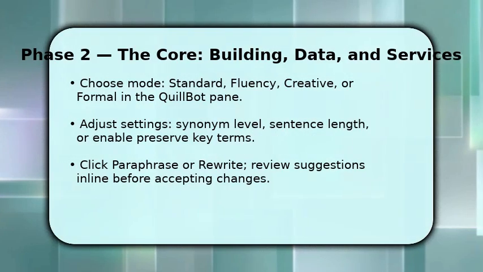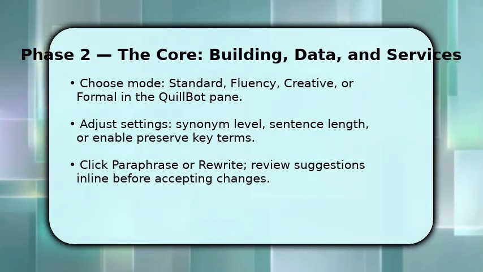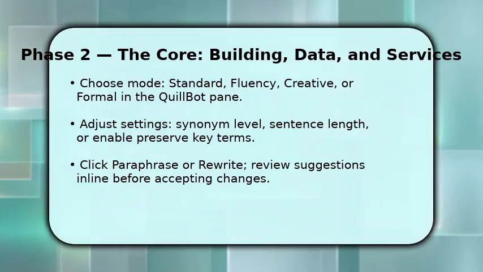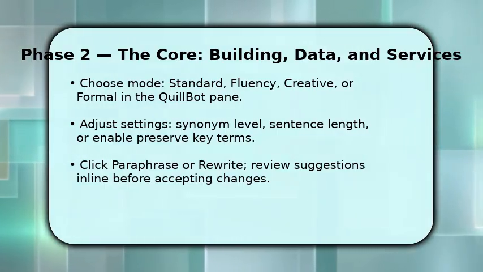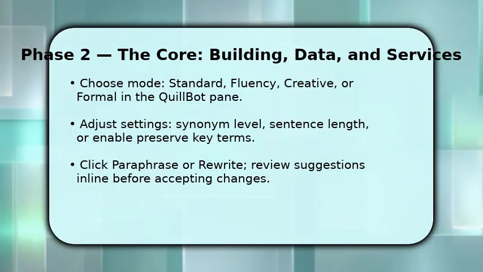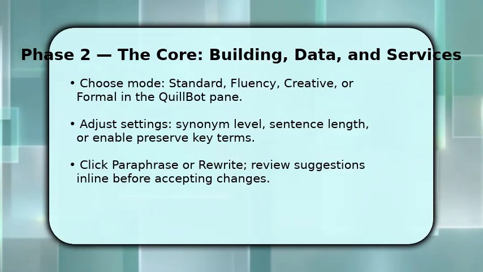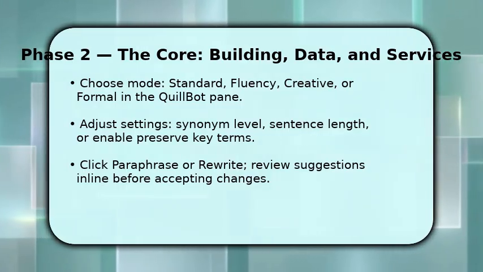You can pick standard, fluency, creative, or formal mode depending on tone needs, and then tweak synonym strength or sentence length. These controls change rewriting depth. If there are terms to keep, enable preserve key terms so technical words stay intact. Hit paraphrase or rewrite and watch suggestions populate.